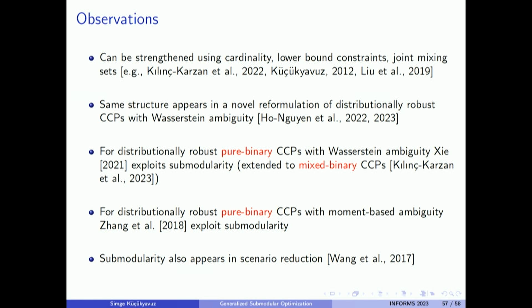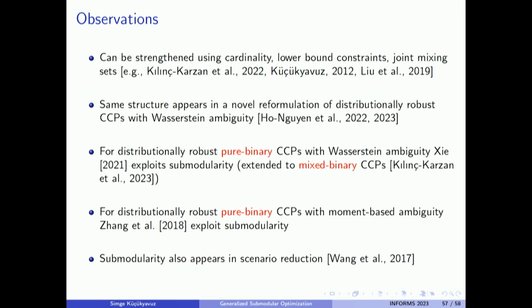Other observations, even distributionally robust chance constraints, this is a very popular topic right now, and if you write a mixed integer linear programming formulation of this, it also has the submodularity structure that can be exploited. Especially if your decision variables are pure binary, there's even more benefit you can get by exploiting submodularity.